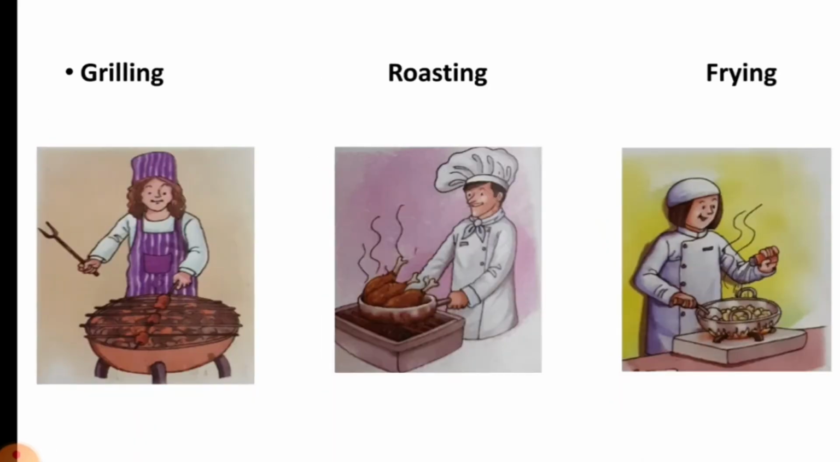Roasting. Students, this method involves cooking food in the dry heat of fire or inside an oven. Meats, vegetables, fish, paneer, etc. are cooked using this method. Now the next method is frying. This method involves cooking food in hot oil without using water. And there are three ways in which food can be fried. First is deep frying, second shallow frying, third is stir frying or sauteing.